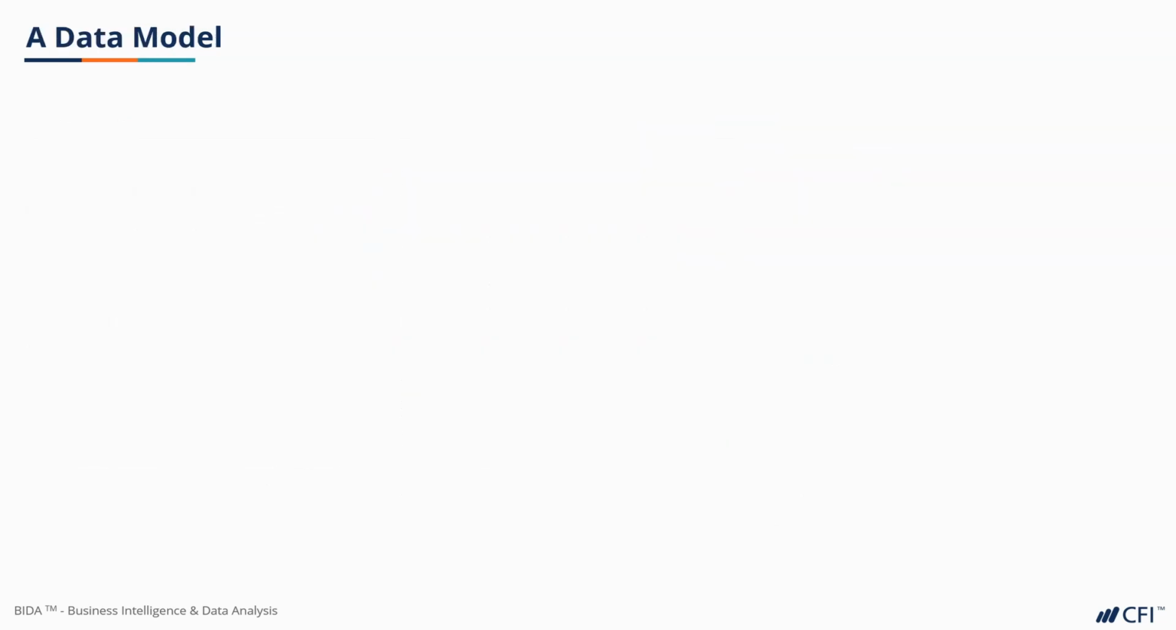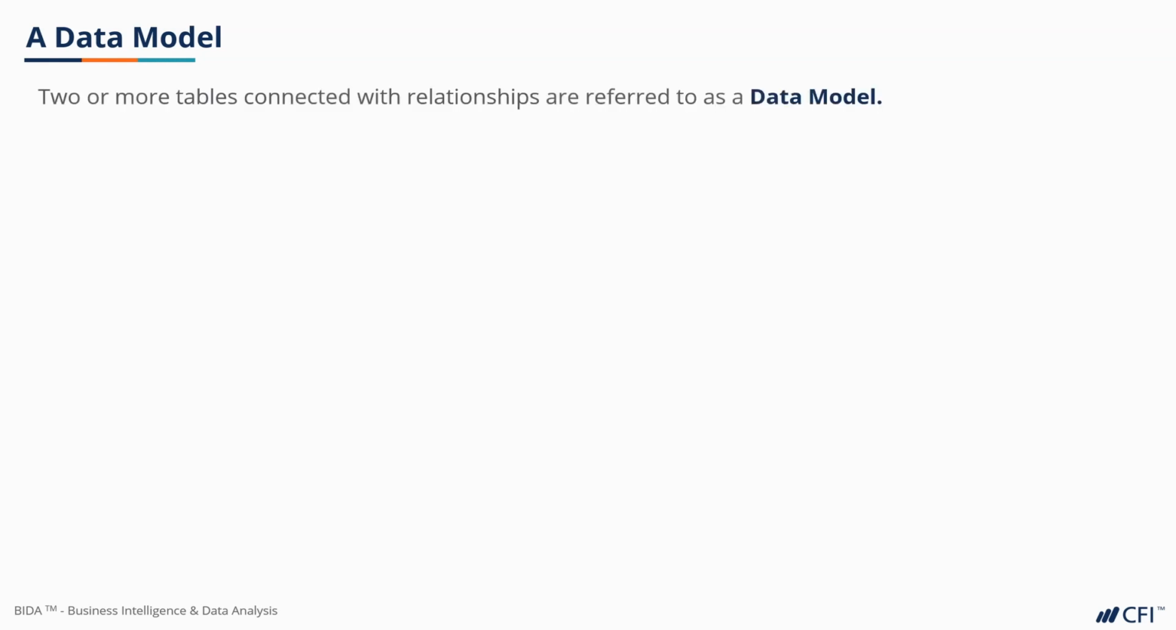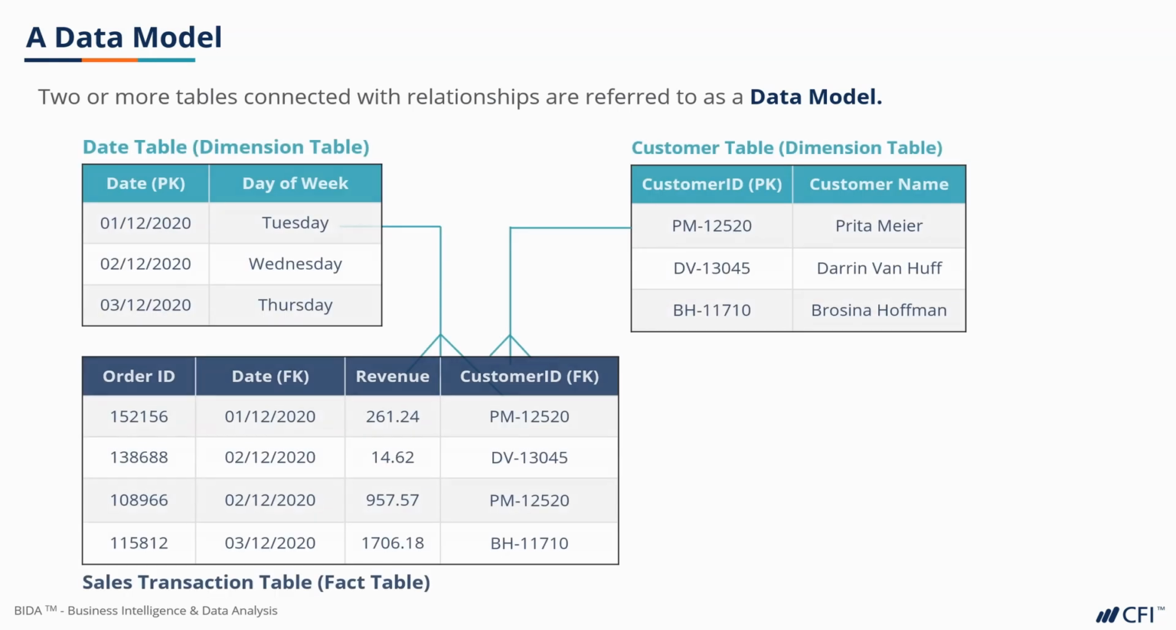A term you'll hear a lot in business intelligence is the data model. 2 or more tables connected with relationships are referred to as a data model. And in simple terms, we have 2 types of table in a data model. We have a fact table, which records events like sales, transactions, loans, or website hits. This is usually where you'll find your measurements like revenue. The foreign keys in the fact table give us clues as to who, what, where, when, or why the event occurred. Here we have a date foreign key and a customer ID foreign key.